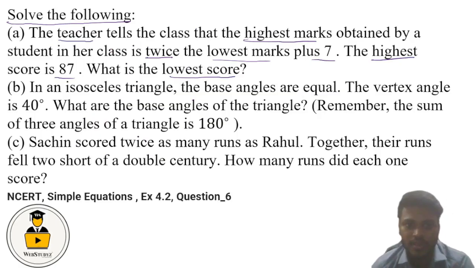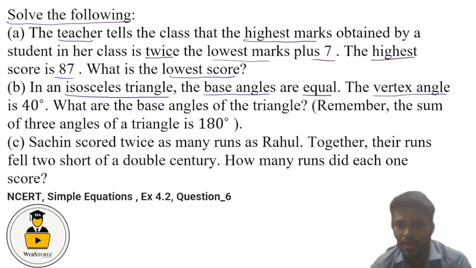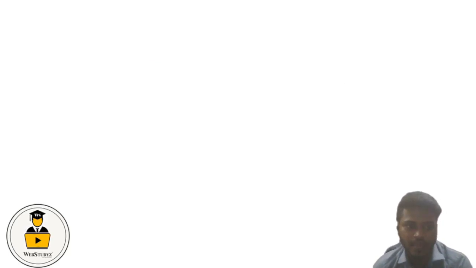Now let us consider the next example. We have been given that in an isosceles triangle, base angles are equal. The vertex angle is 40 degrees. What are the base angles of the triangle? Remember, the sum of the three angles of a triangle is 180 degrees. So in this question, we have an isosceles triangle, and the base angles are equal. Let us assume them as B, and the vertex angle is 40 degrees.